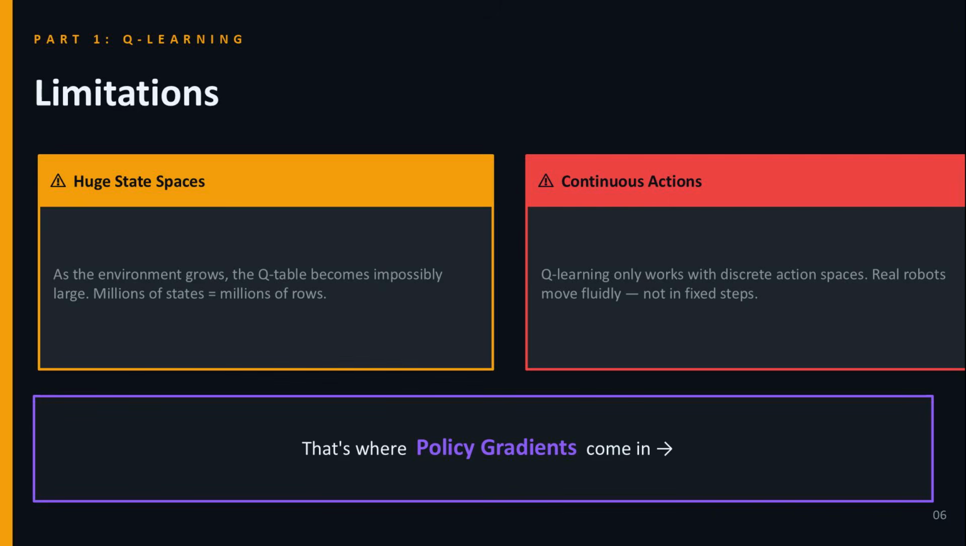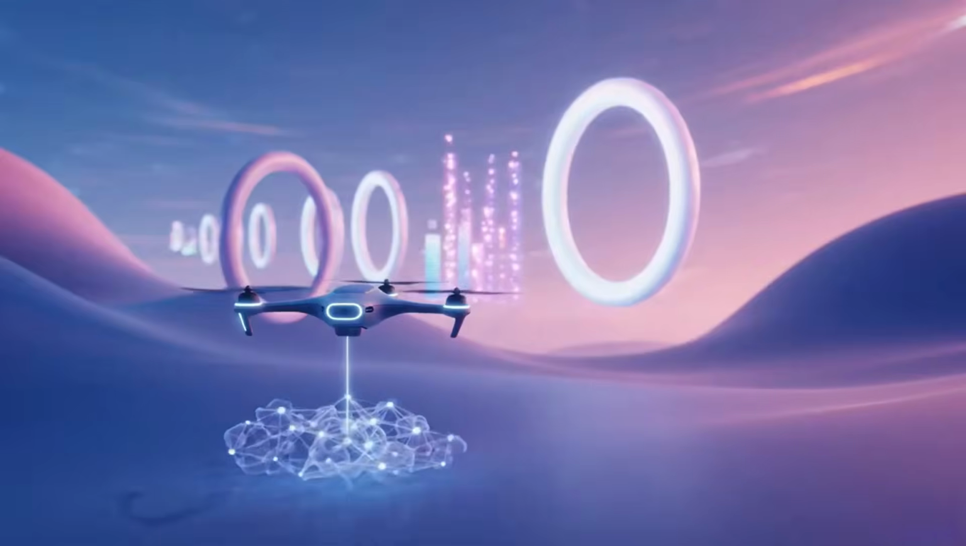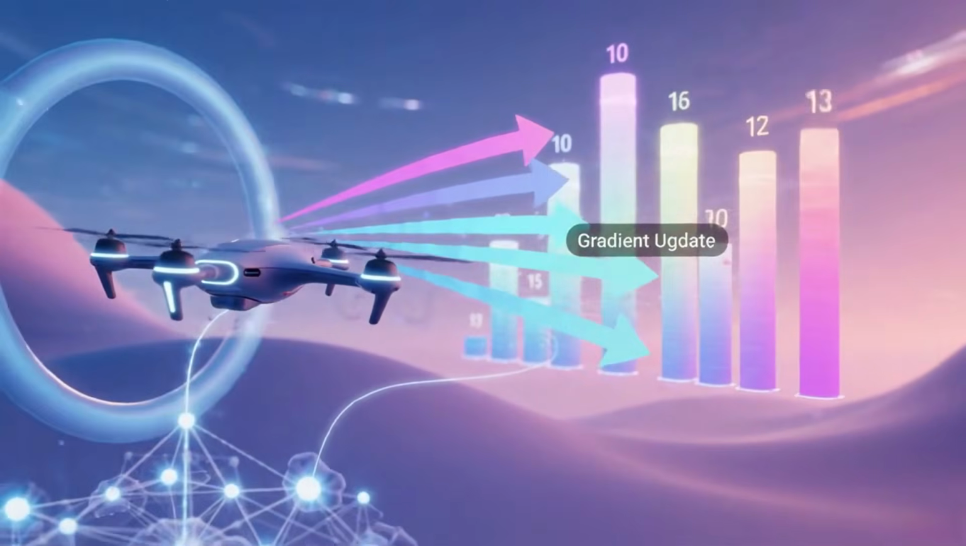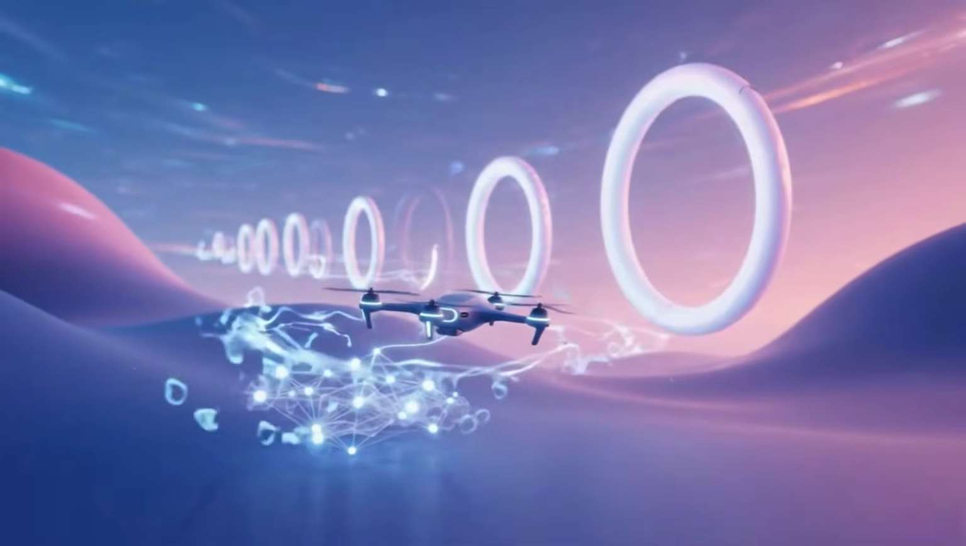But Q-learning has problems. First, large state spaces. If states increase, the table becomes too large. Second, continuous actions. It only works with fixed and discrete actions. So that is where policy gradients come in. Let us see how policy gradient works by learning actions directly.